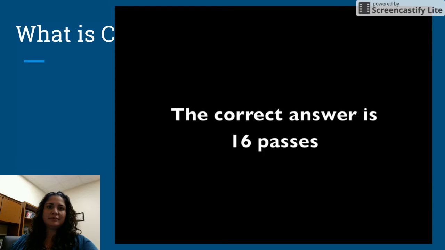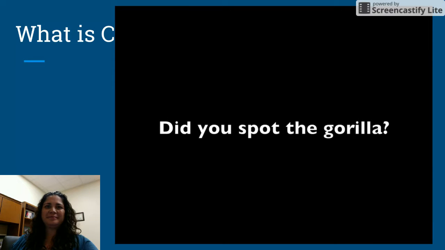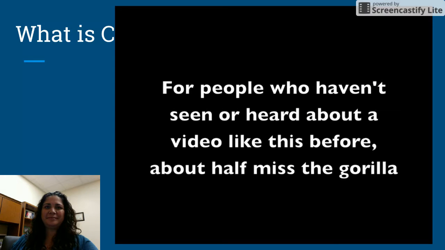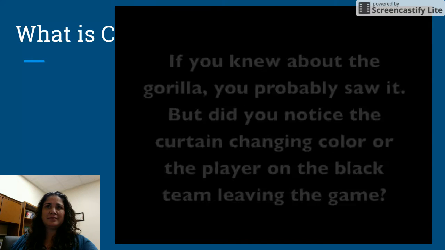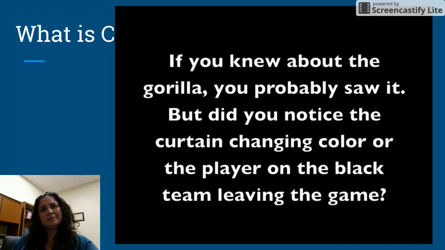The correct answer is 16 passes. Did you spot the gorilla? For people who haven't seen or heard about a video like this before, about half missed the gorilla. If you knew about the gorilla, you probably saw it. But did you notice the curtain changing color or the player on the black team leaving the game?